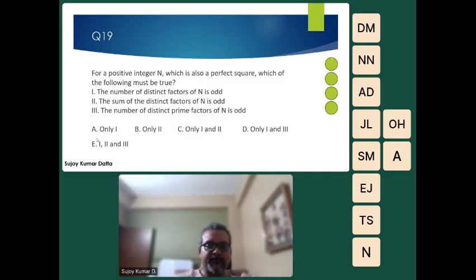Do you know the property of perfect squares related to how many factors a perfect square has?